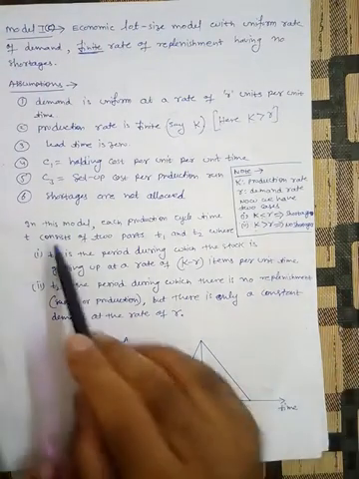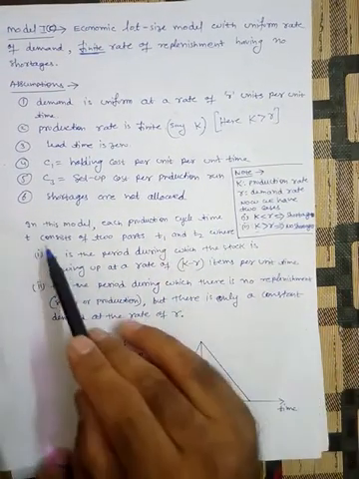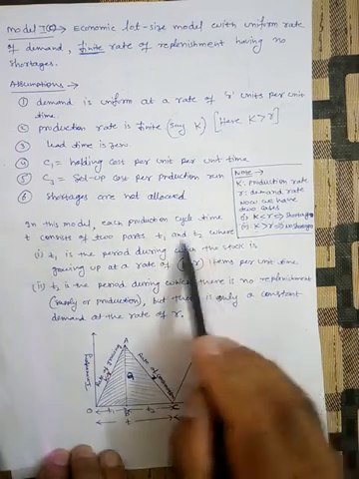So now in this model, each production cycle time T consists of two parts, T1 and T2.